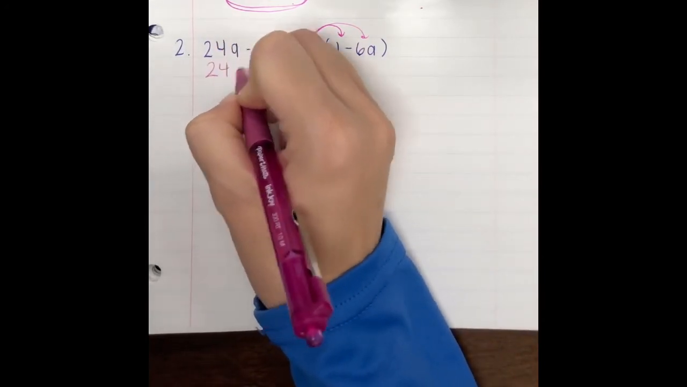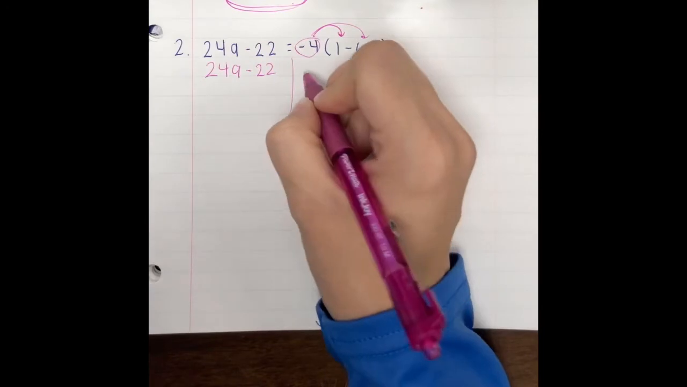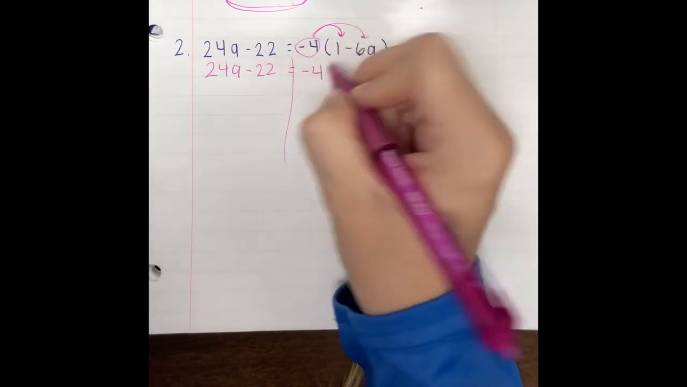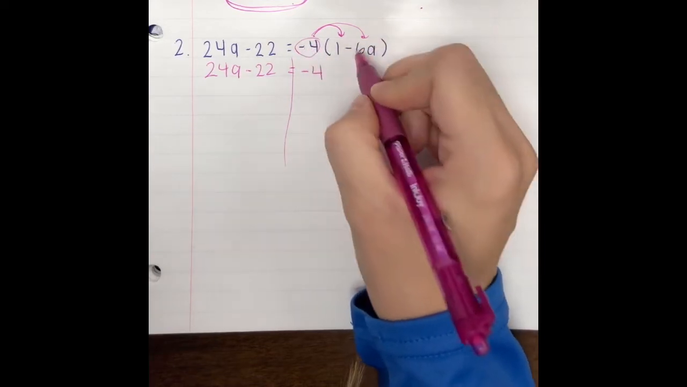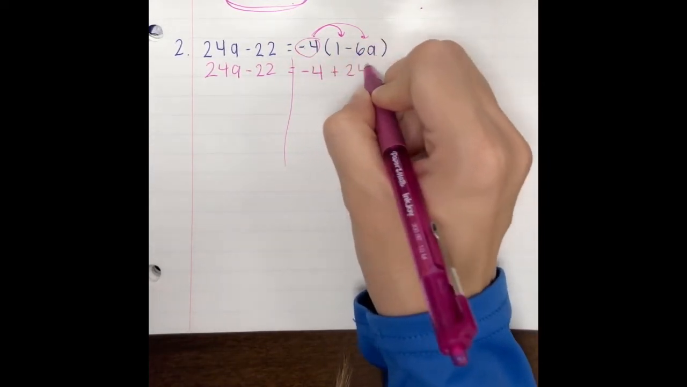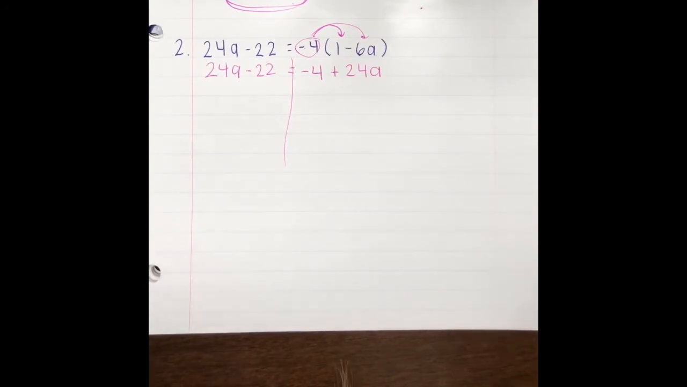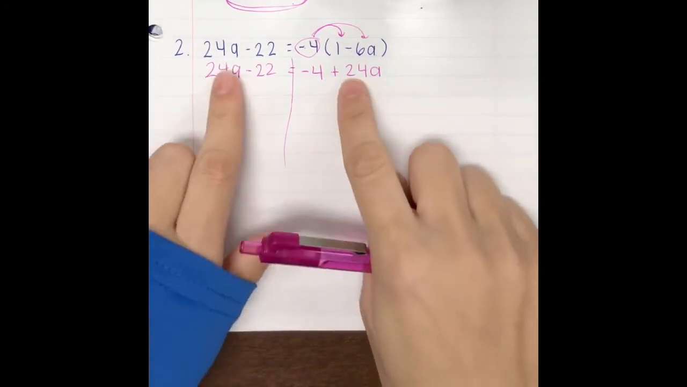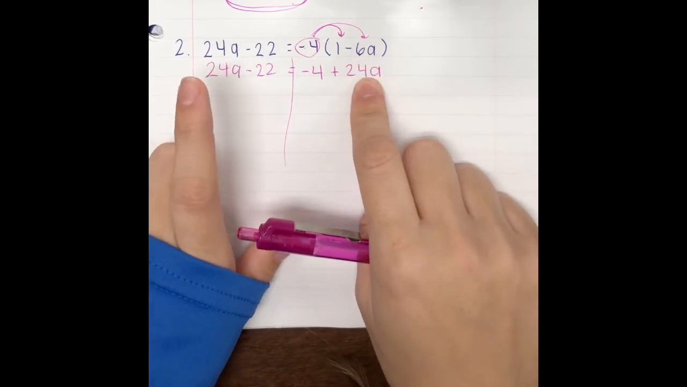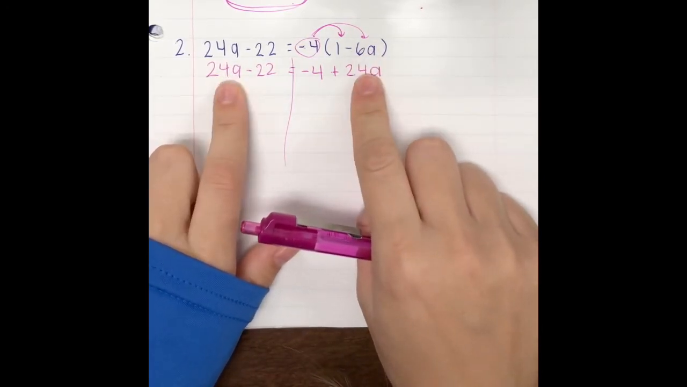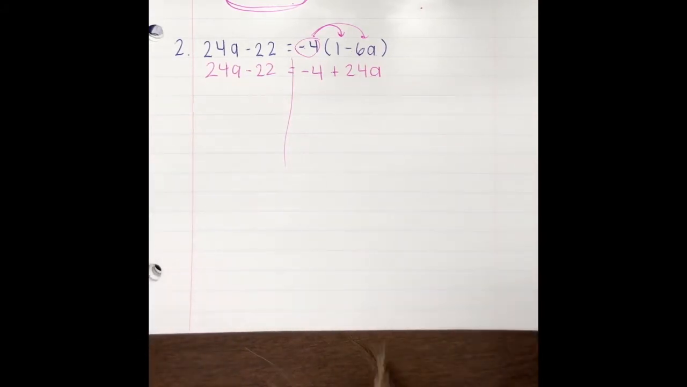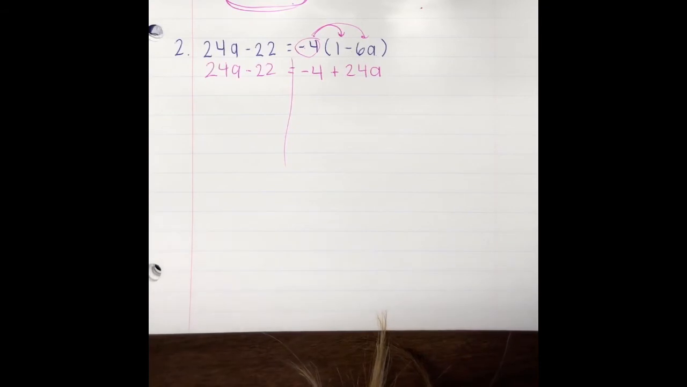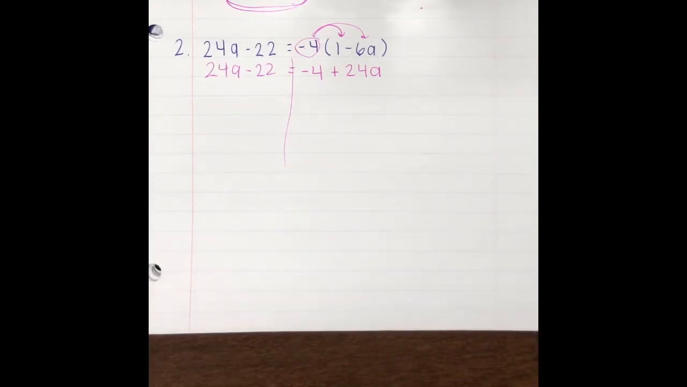I'm going to bring down 24a minus 22. If you want that line, go ahead. Negative 4 times 1 is a negative 4. Negative 4 times a negative 6a, a negative and a negative make that a positive 24a. Okay? If you're already noticing something, that's awesome. If not, that's fine too. But if you're already noticing that our terms with variables, we have a 24a and a 24a, they're the same, right? So already that should kind of send up a flag that something else is going on here, okay? If not, it's fine. You'll see it in 1 second.